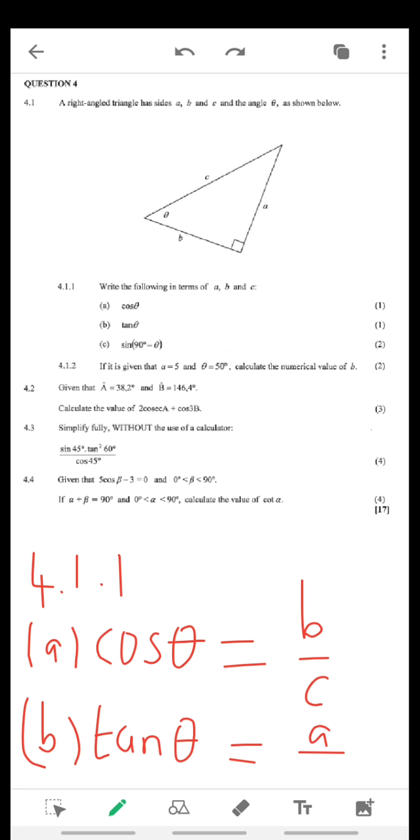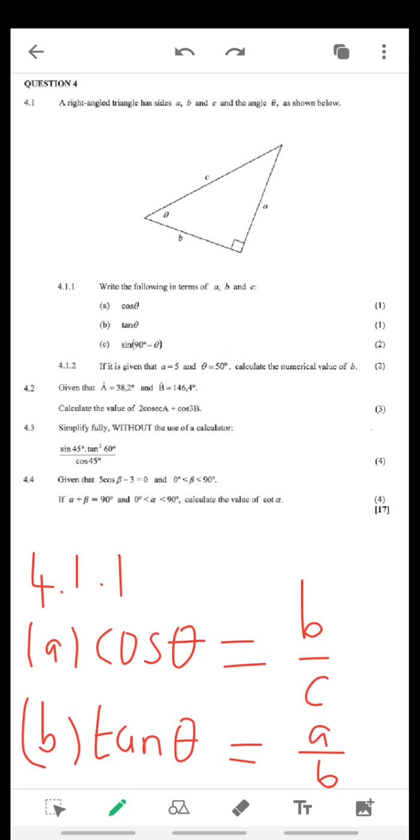Now, the next thing is tan theta. What will be tan theta in terms of A, B, and C? Tan theta will be, remember theta is this one, it's opposite A, adjacent B. Therefore, our answer will be A over B. Well done.